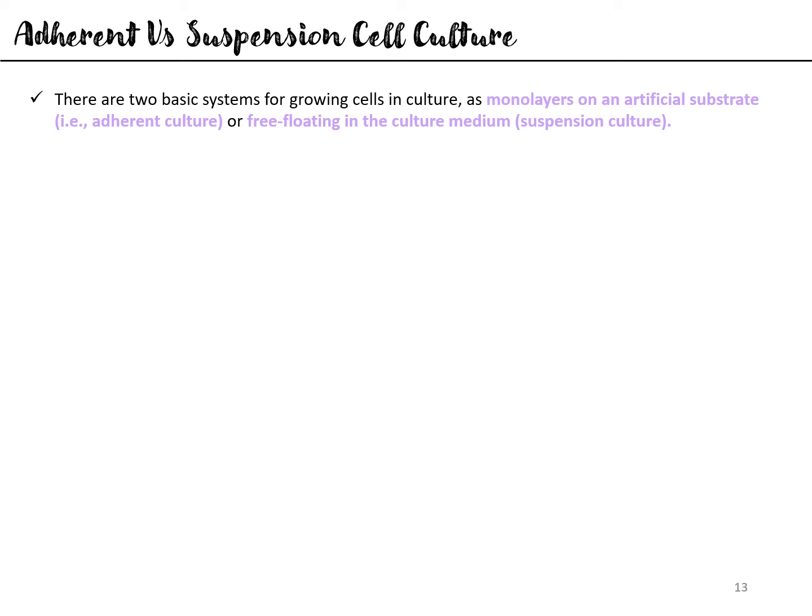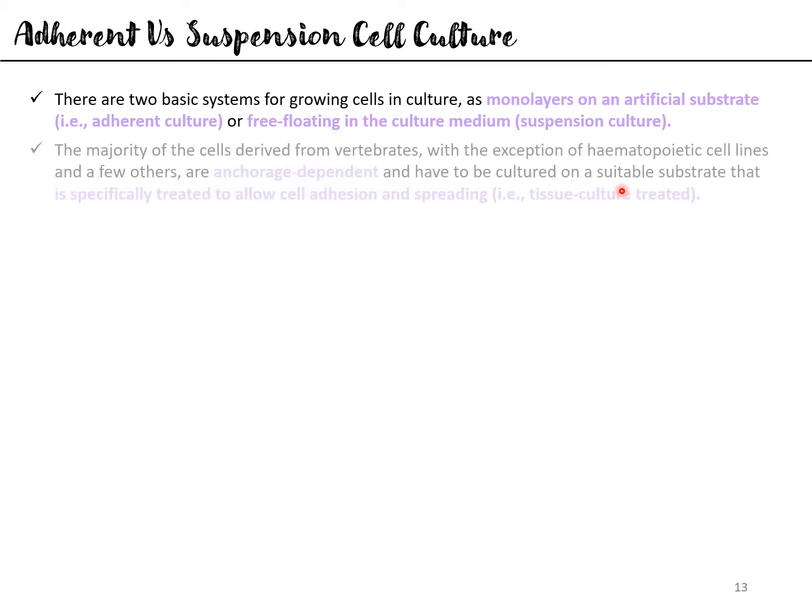Now there are two basic systems for growing cells in culture, either as monolayers on an artificial substrate, that is adherent culture. Now keep in mind the key word over here is monolayer. These adherent cells grow best when grown in a single layer, and if the cells pile up on top of the other, then this would simply lead to their detachment, as I have repeated so many times already throughout this particular lecture. Or you have the free floating cells in the culture media, that is the suspension culture.